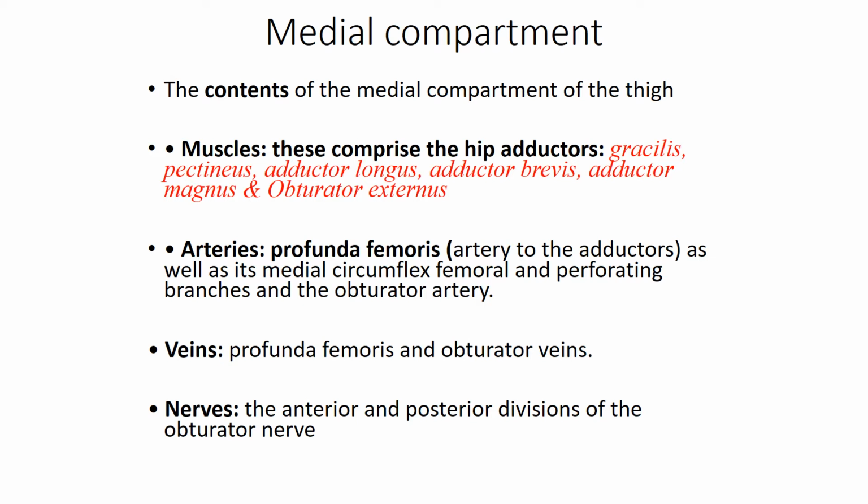Now, venous drainage follows accordingly. So, these are the profunda femoris and obturator veins. And now, nerve supply is through the obturator nerve by its anterior and posterior divisions.